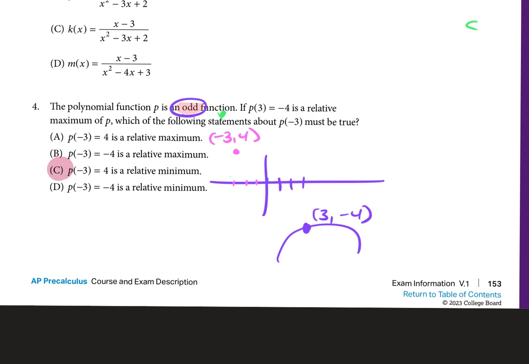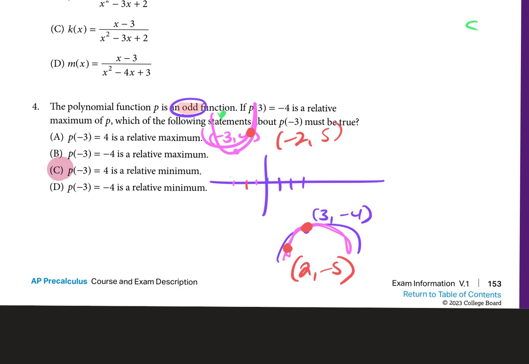So if that's your maximum there, it flips in entirety and becomes the minimum here. If you don't see the flip, then think about the fact that if this is my max, I have to have a point that falls below it, whether it's to the left or to the right, it doesn't matter. So let's just say I had a point that was (2, -5). On the other side, it's going to become (-2, 5), which is above that point. So that rules out that it's a maximum.